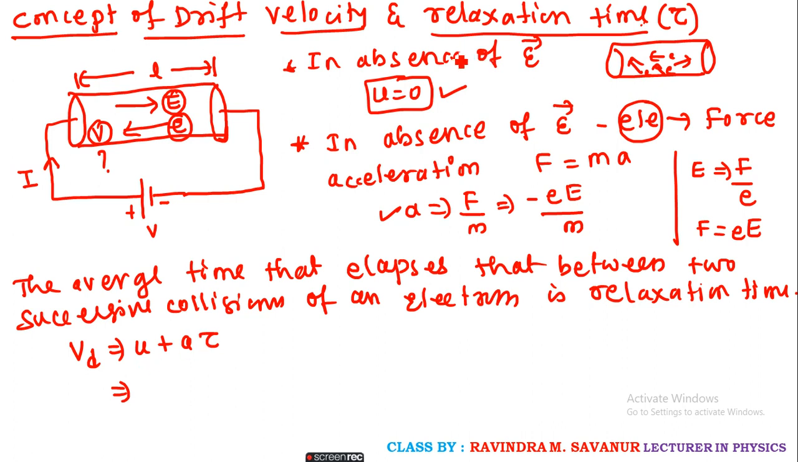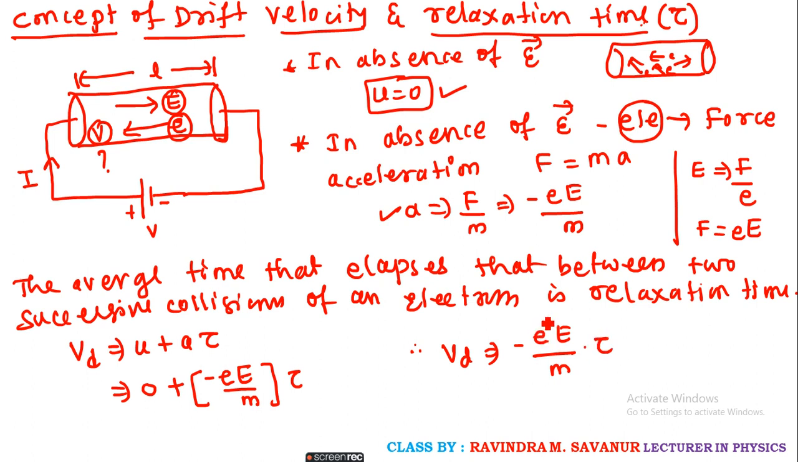u, in the absence of electric field, the random motion of the free electron, is equal to 0. a is given by minus e capital E upon m into tau. So finally we can give the expression for drift velocity: Vd equals minus e E tau upon m. This is the final expression for drift velocity.